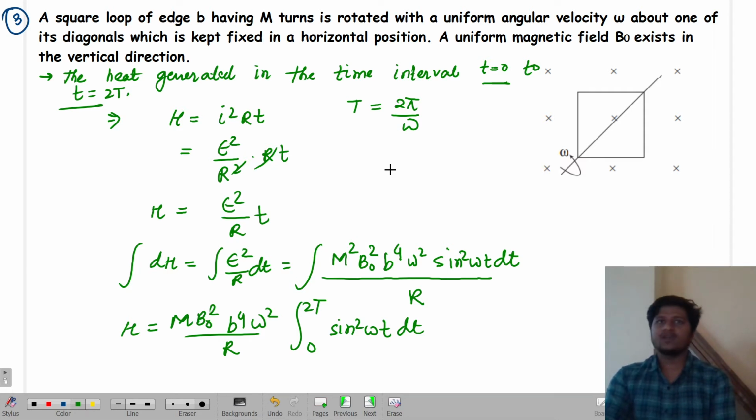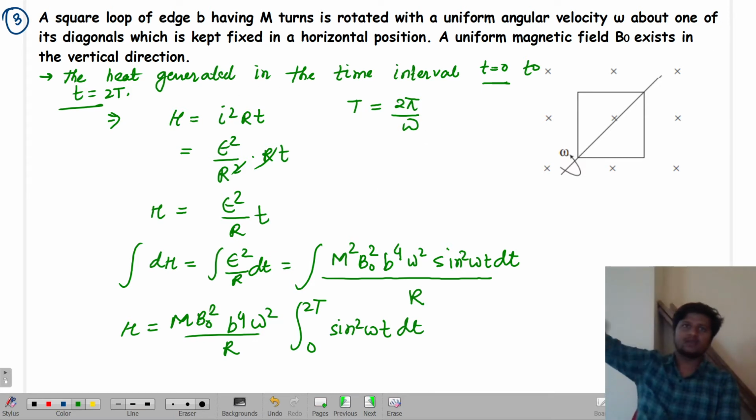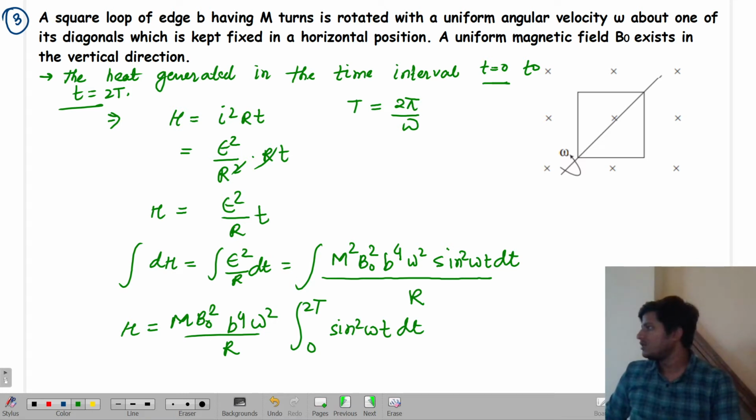Omega is equal to 2 pi f. Frequency is 1 by time period for one oscillation. So omega will be 2 pi by T. So 2T means first it will go to the extreme condition, then it will again return back. Right or not? Are you able to follow me or not?